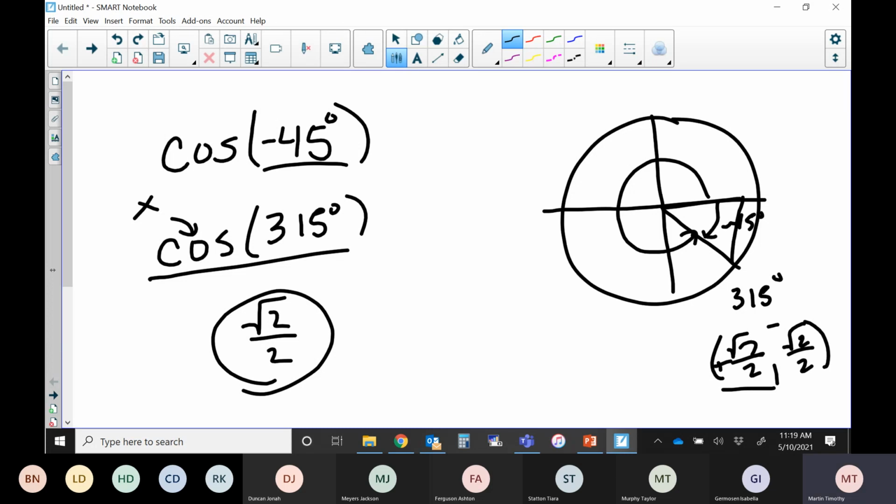Is that making sense on how I didn't think of it as the negative 45, but I thought of it as this? We did those conversions all in 7-2. That's why it's kind of all coming together.